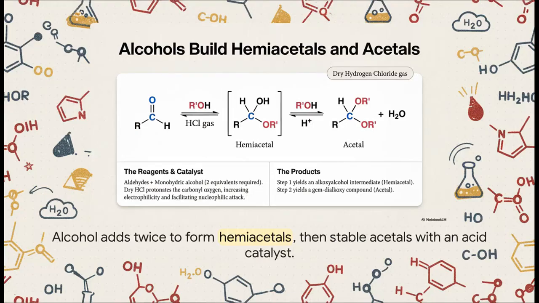And finally, what about using an alcohol as our attacker? Well, with a little acid to get things going, the reaction doesn't just happen once, it happens twice. The first attack creates a pretty unstable thing called a hemiacetal. But then, a second alcohol molecule comes in and attacks again, kicking out a water molecule and forming a much more stable final product called an acetal.